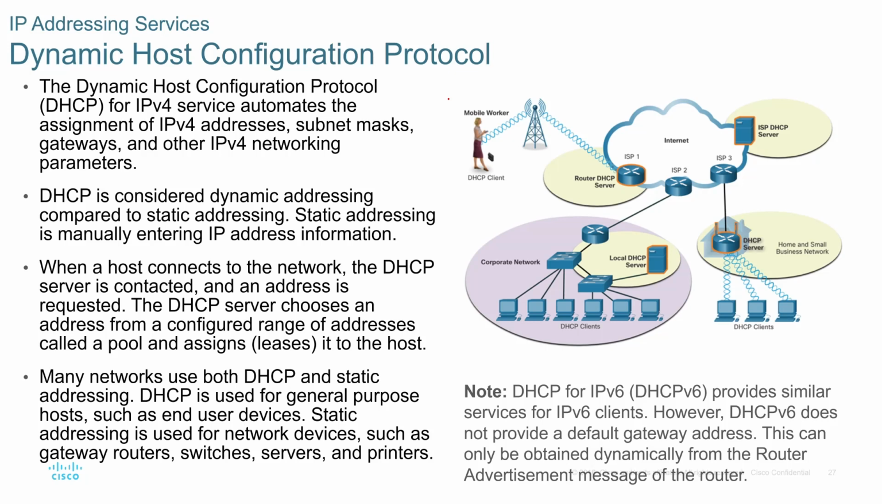Many networks use both DHCP and static, as general purpose hosts would use DHCP, but printers, servers, and things that must maintain a single address would be statically addressed. We also have DHCP for IPv6 or DHCPv6, and this provides similar services for IPv6 clients. DHCPv6 does not provide a default gateway address, and that can only be obtained dynamically from the router advertisement message. And that will normally be the link local address.